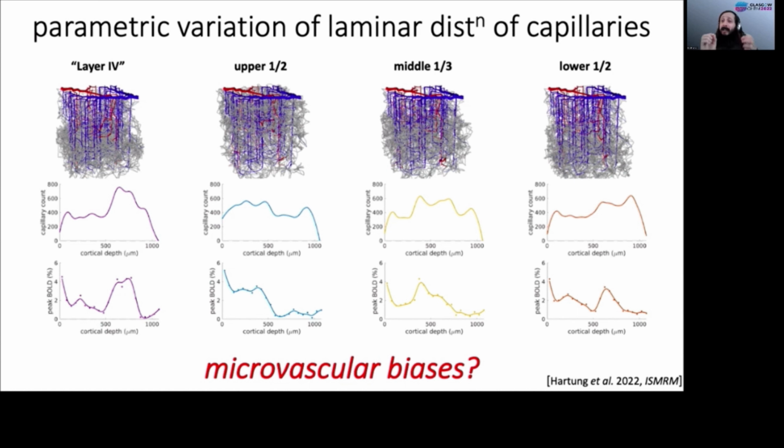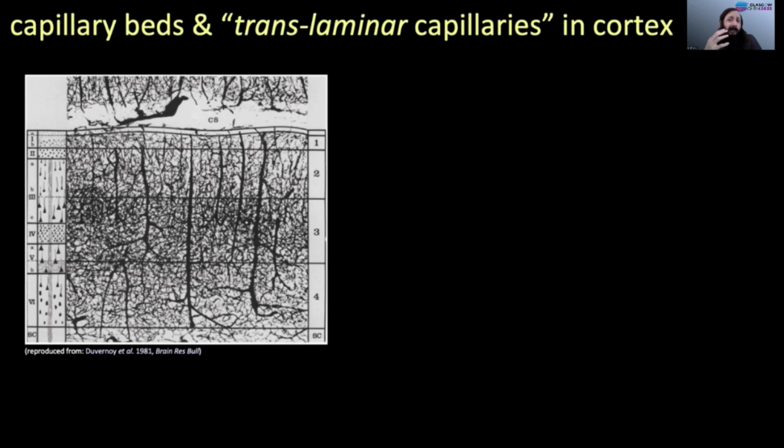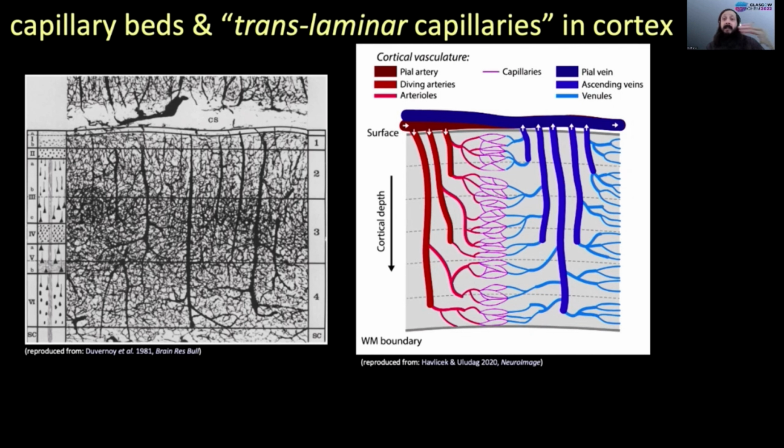So this points to a key challenge in interpreting these data. As I mentioned earlier, the vascular architecture of the cortex follows the neuronal architecture. However, the vascular layers may not be fully independent from one another. Many models of the intracortical vasculature assume there's a number of distinct capillary beds that each supply a particular cortical depth. As you can see in the schematic, the capillaries, shown in purple, run largely parallel to the cortex and do not cross the layer boundaries.